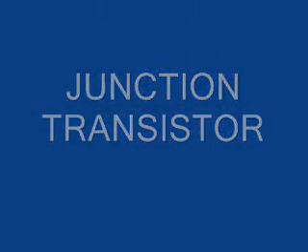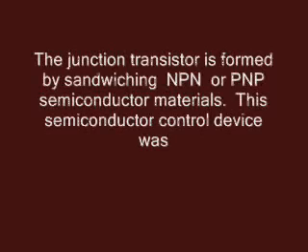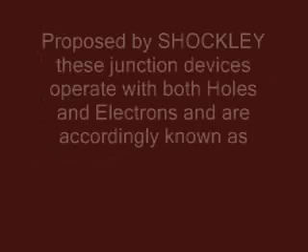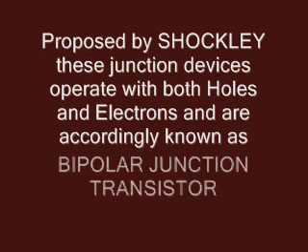Junction transistor. A junction transistor is formed by sandwiching NPN or PNP semiconductor materials. This semiconductor control device was named transfer resistor, or transistor. Proposed by Dr. Shockley, these junction devices operate with both holes and electrons and are accordingly known as bipolar junction transistors.